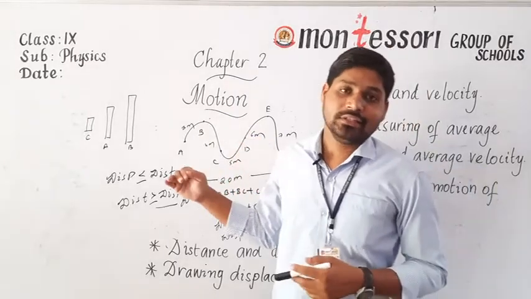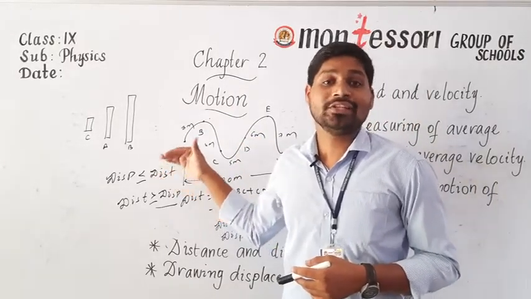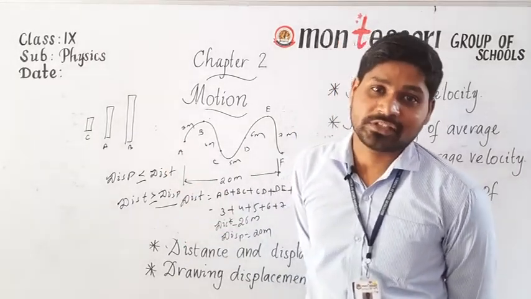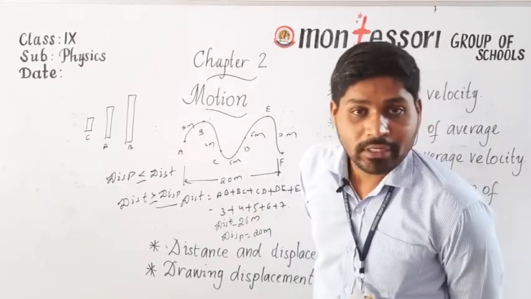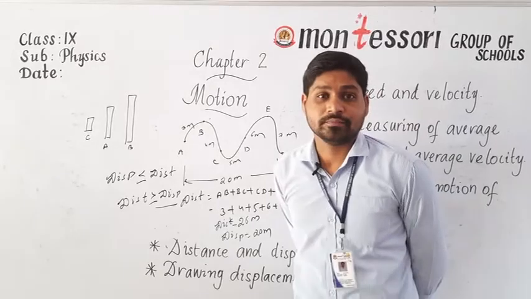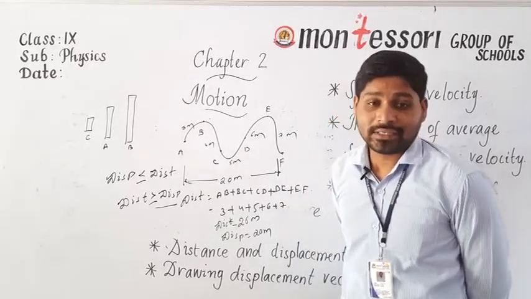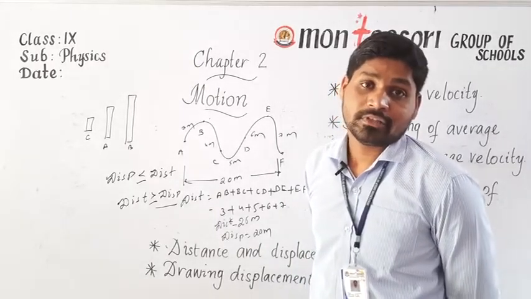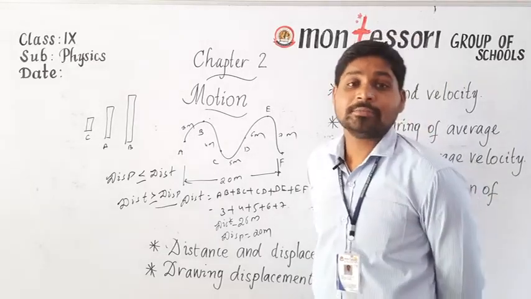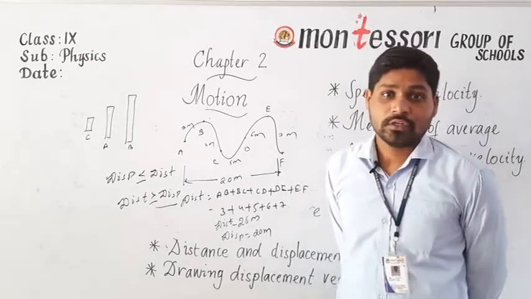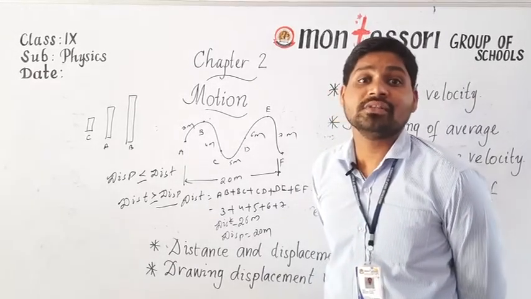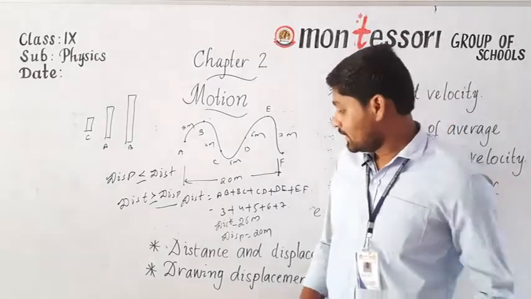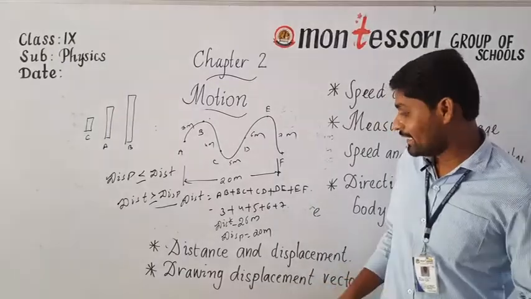In this case, the total distance is 2 plus 2, 4 kilometers, and the total displacement is 0 kilometers, because the initial and final points coincide, both are the same. If the starting and ending point are the same, in such conditions the displacement is 0. Remember, displacement may be equal to 0, but distance never becomes 0. Is it clear? So this is about distance and displacement.